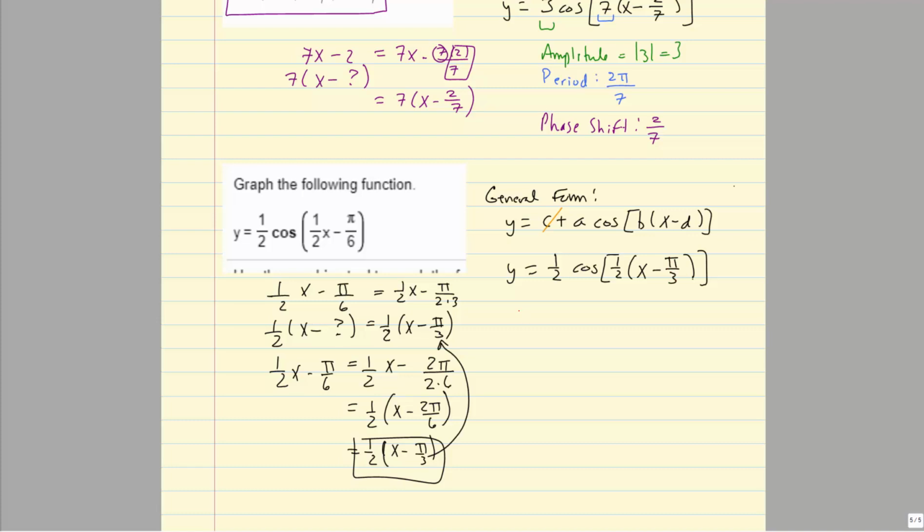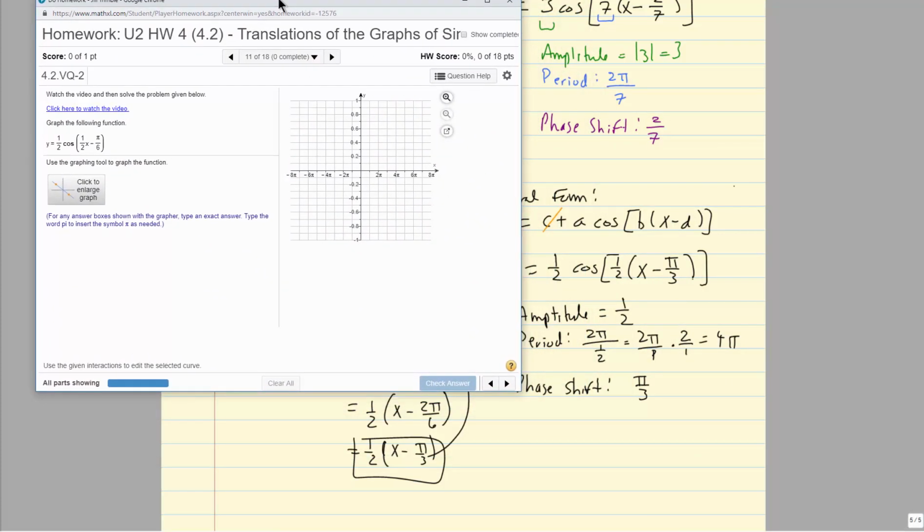So here, my amplitude is equal to 1/2. The new period would be 2 pi over 1/2, which is the same as 2 pi over 1 times 2 over 1. So my new period is 4 pi, so this is going to be really stretched out. And my phase shift is going to be pi over 3. And this again is going to be to the left.